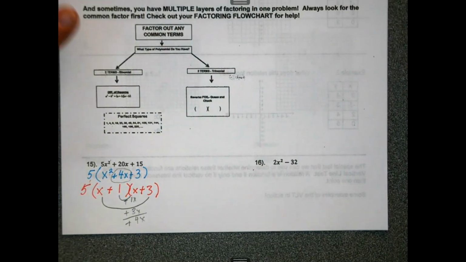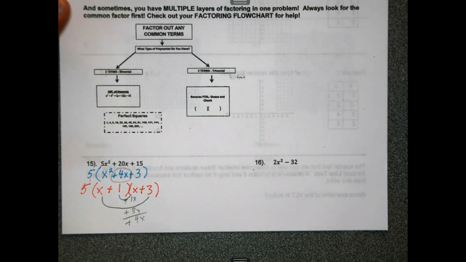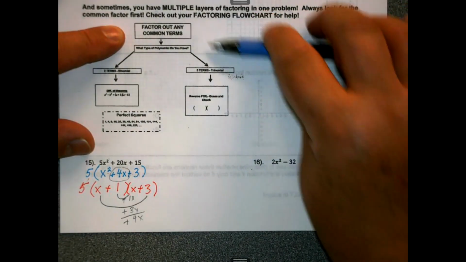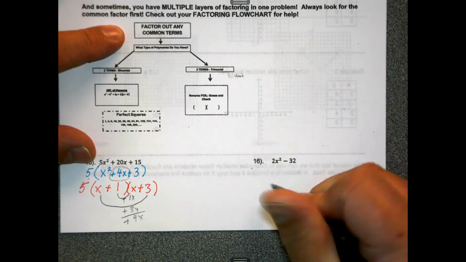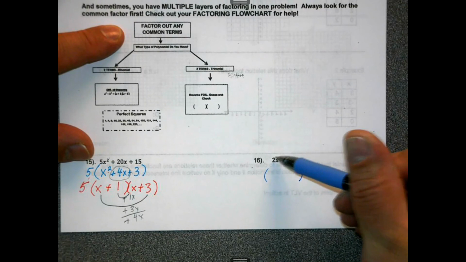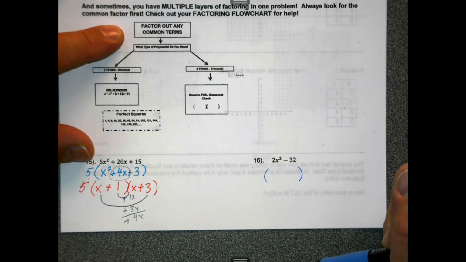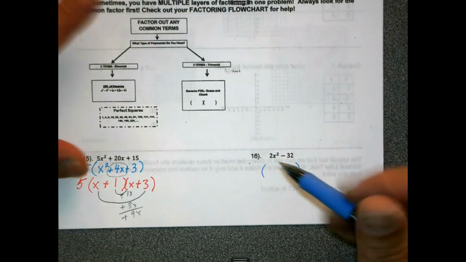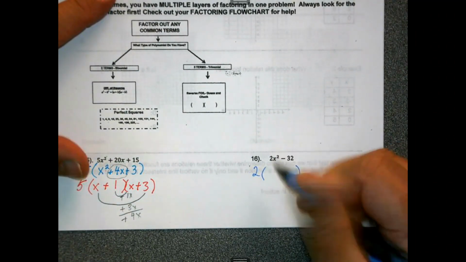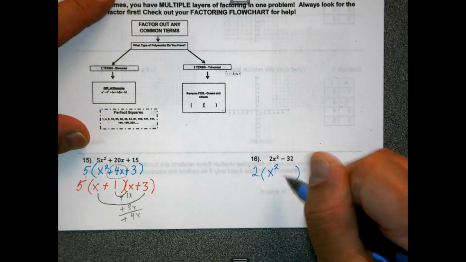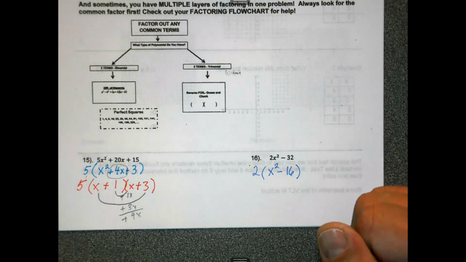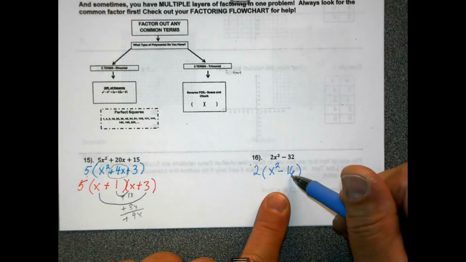And the last one, 16. Again, follow our flow chart, factor out any common terms. Can I factor out any common terms here? Look at the numbers 2 and 32. They're both even, so I know I can take out a 2. 2x squared divided by 2 is x squared. 32 divided by 2 is 16.